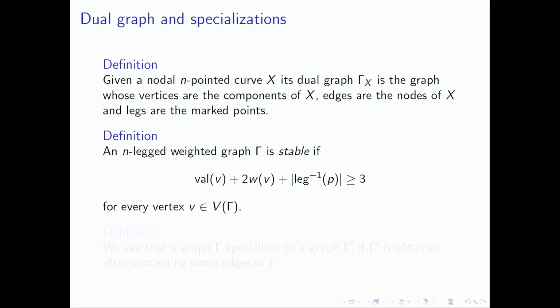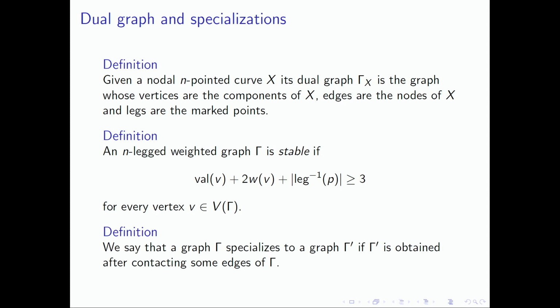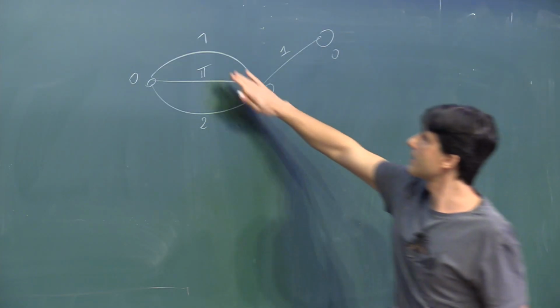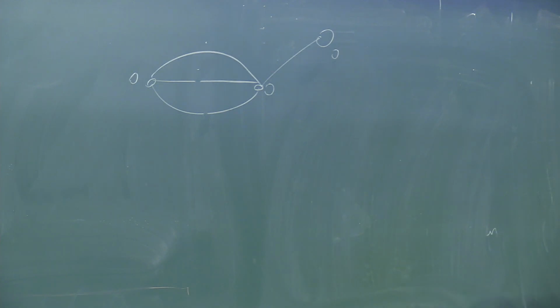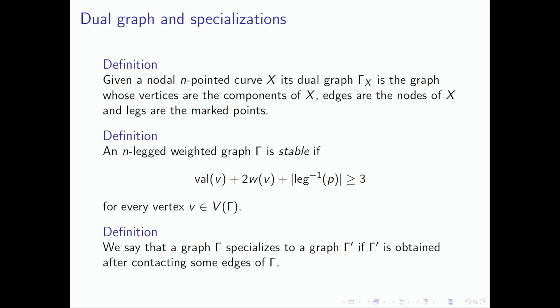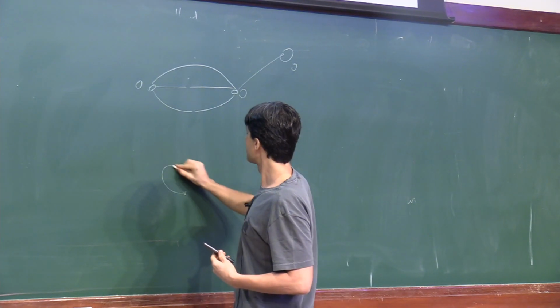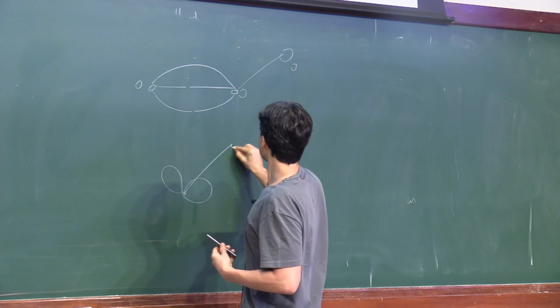This is the rule that tells you that there is a very strong similarity between these objects, the algebraic geometric object and the combinatorial object. And finally, I need this notion of specializations of graphs. So I say that a graph, I mean, this is a tropical curve, I erase the lengths on the edges, it becomes a graph. It specializes to another graph if the second graph is obtained by contracting one of the edges.